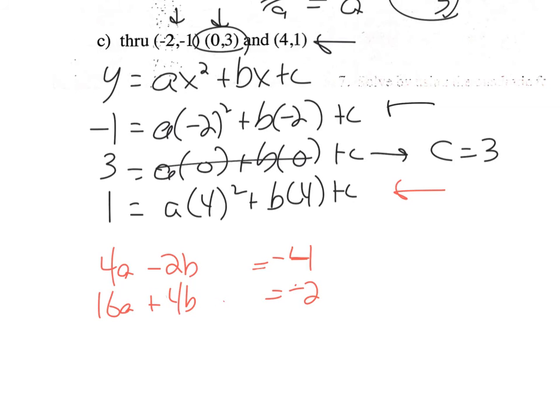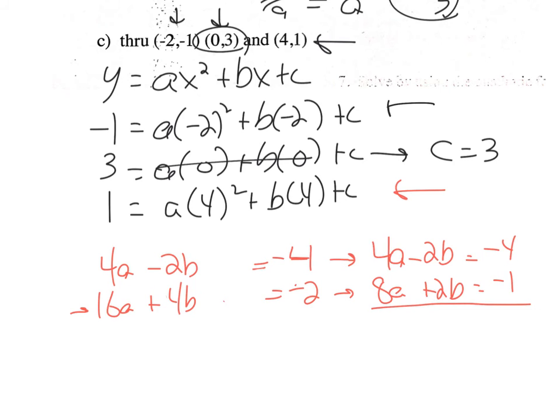All right, so now a couple options here for how to do this. You can reduce this equation if you want to, make your numbers smaller, however you want to go. Matter of fact, let's do that. Let's leave this equation the same. 4a minus 2b equals negative 4. And on the second one down here, I'm going to divide everything by 2, make that 8a plus 2b equals negative 1.